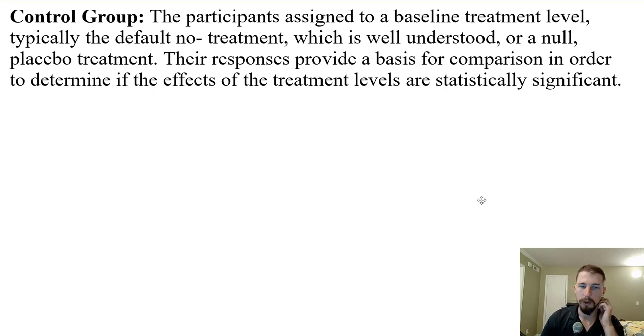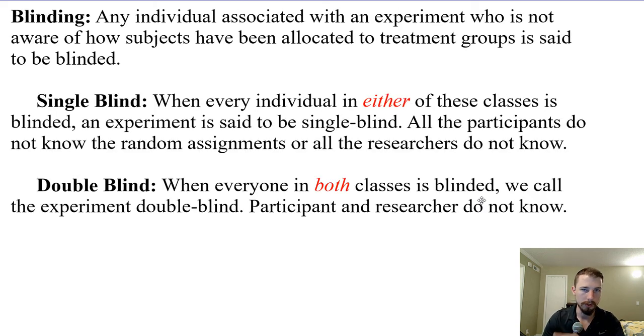All right, so control groups: participants assigned to a baseline treatment level, typically the default no treatment, which is well understood, or a null placebo treatment. The response provides a basis for comparison in order to determine if the effects of treatment levels are statistically significant. So we do have to have a control group, whether it's done by placebo or we're just not going to have a change, or they don't get a treatment.